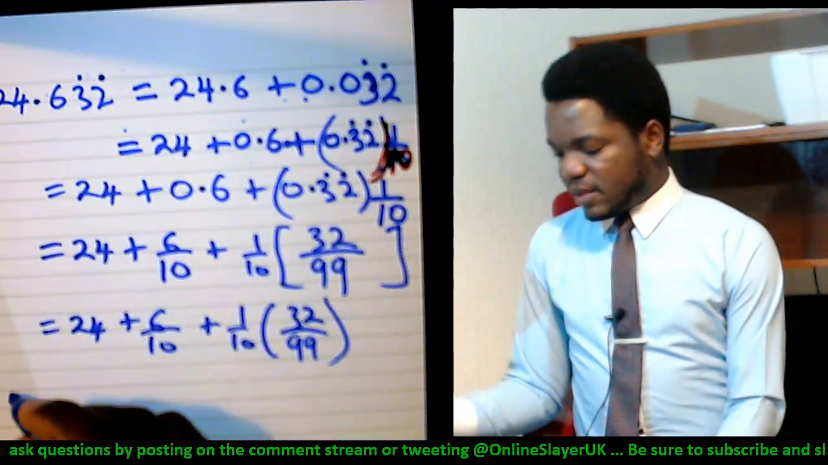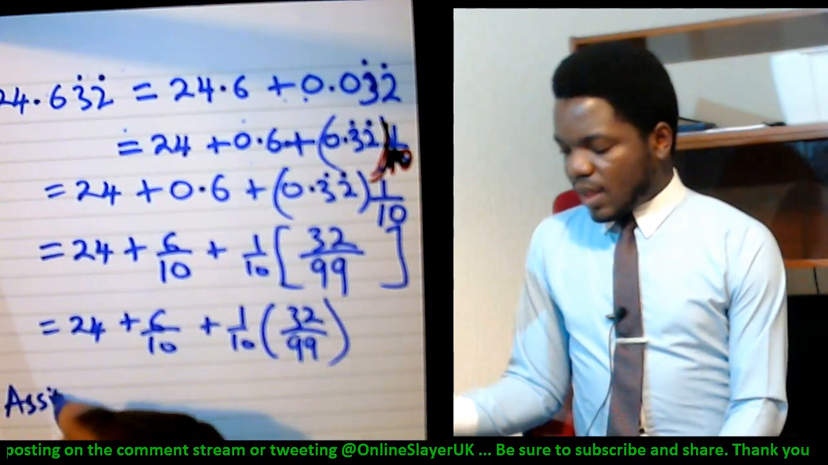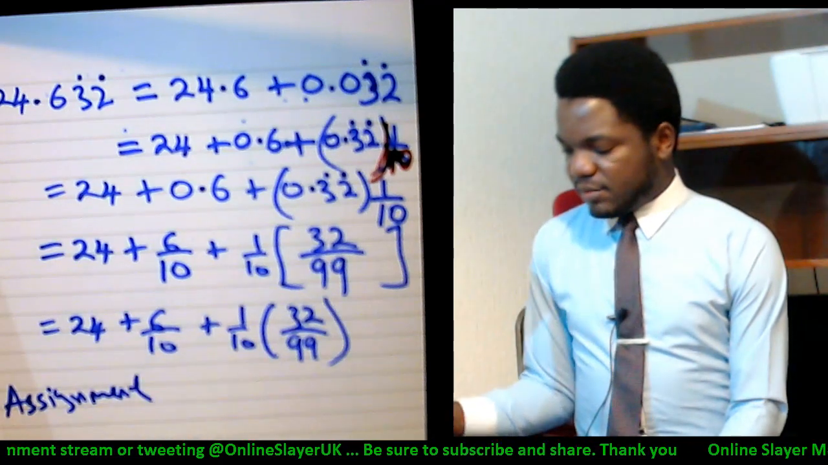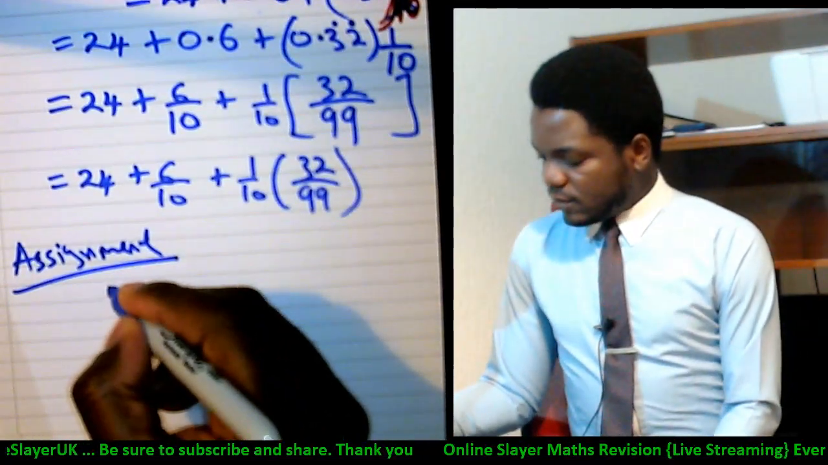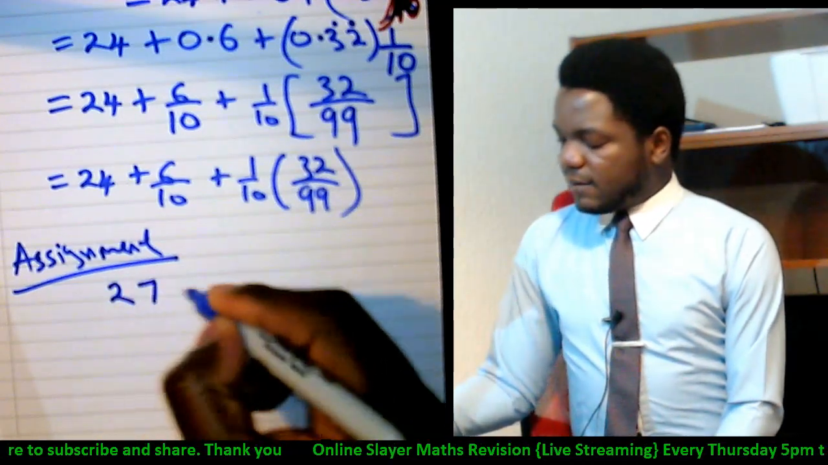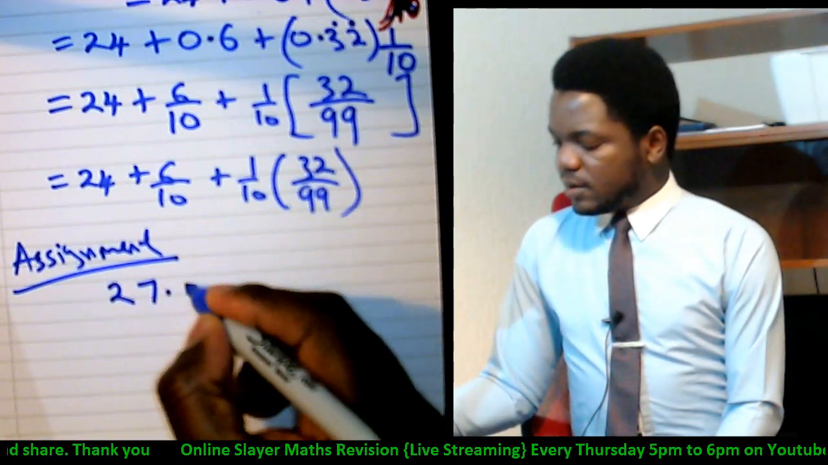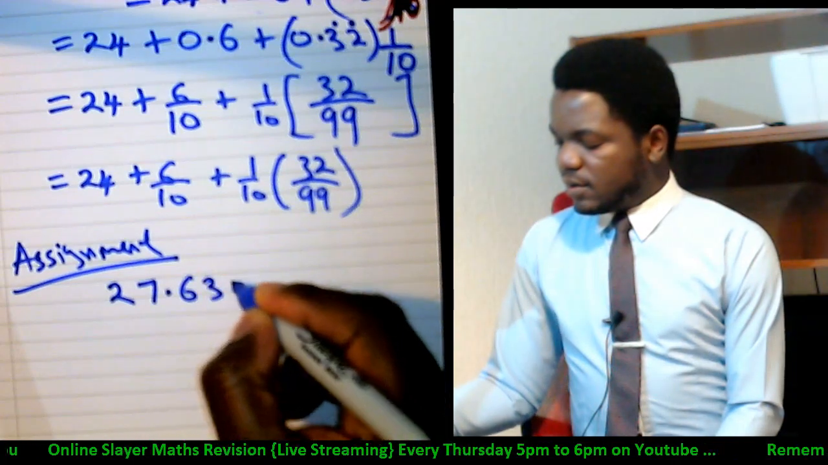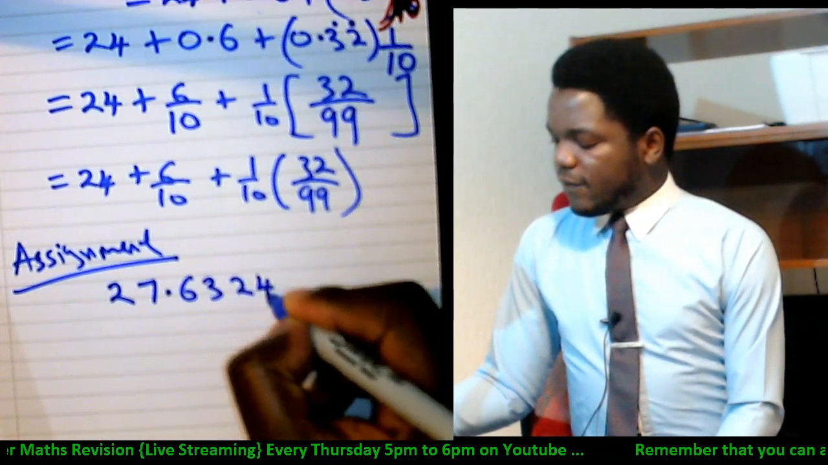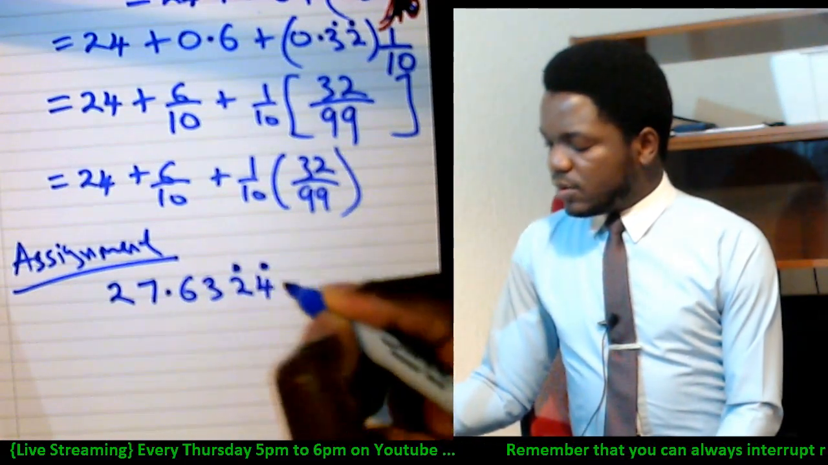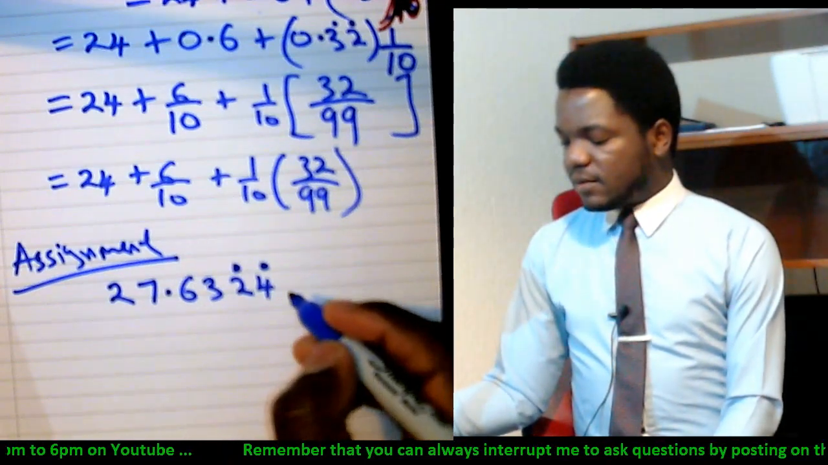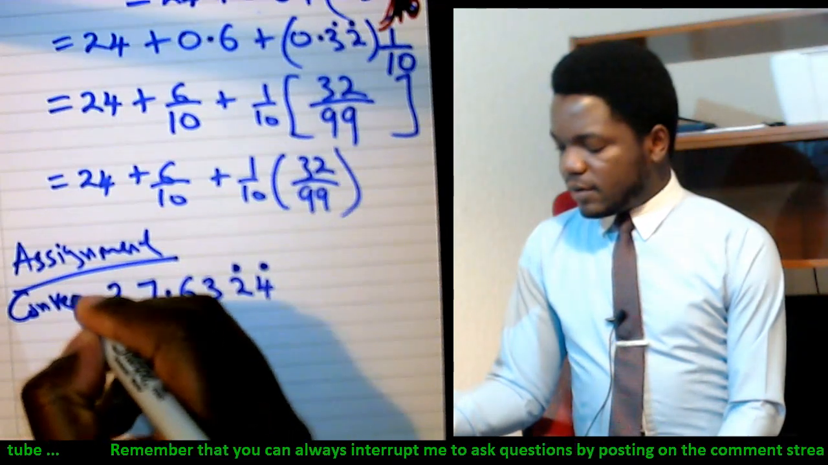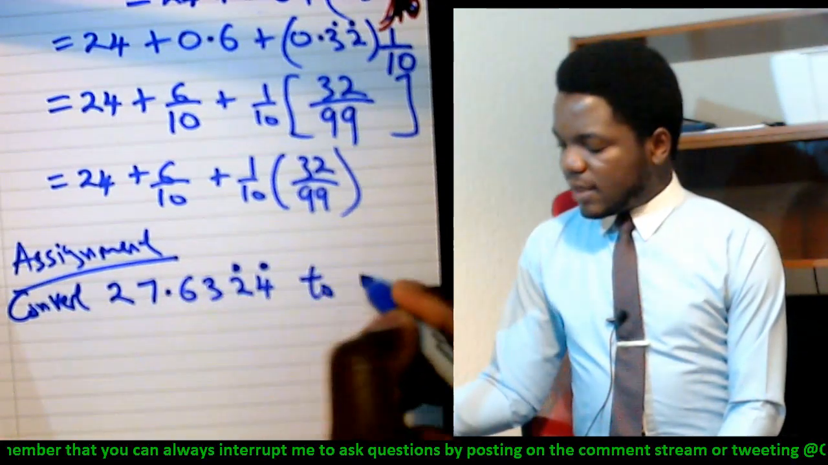So I'm going to give you this assignment. I'm just going to request one question. 27.632 with a dot on 2 and 4. And I would like you to find the fraction for that. So convert to fraction.